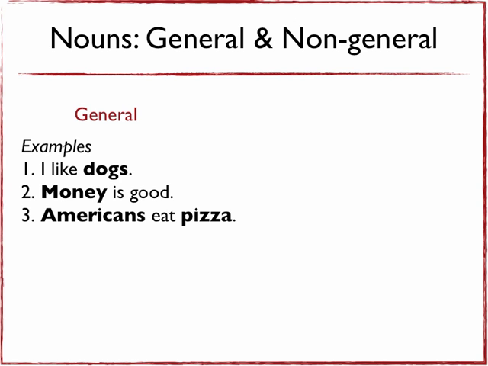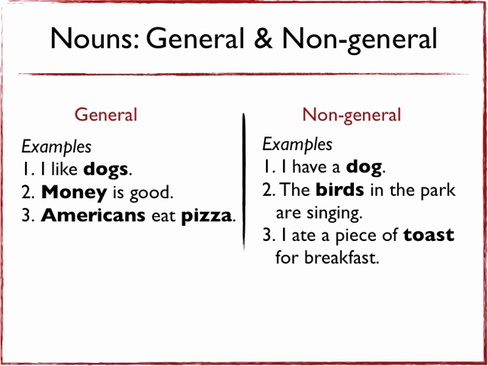Next, let's compare them with some non-general nouns. I have a dog. The birds in the park are singing. I ate a piece of toast for breakfast. All of these bold nouns are non-general. Let's look at the difference.